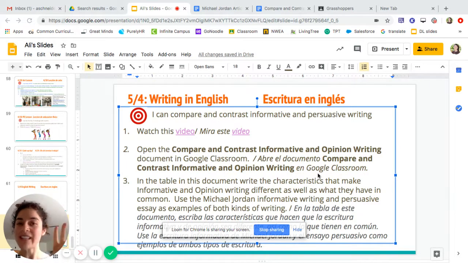Those two things that I said are two different kinds of writing. One is informational, and the other is persuasive writing. One is teaching you something, and one is trying to convince you of something and giving you my opinion. All right, so maybe you all got the gist of what we're going to be working on today.